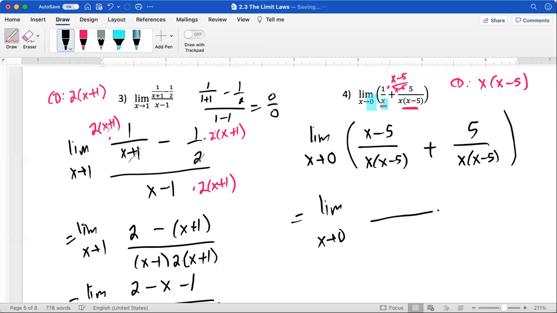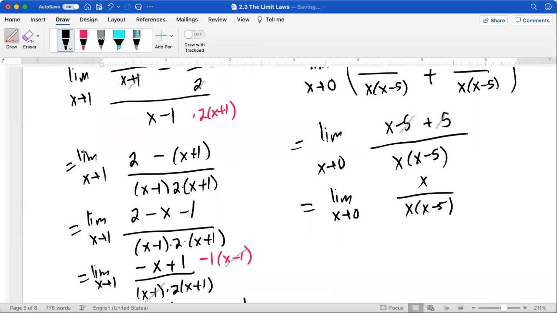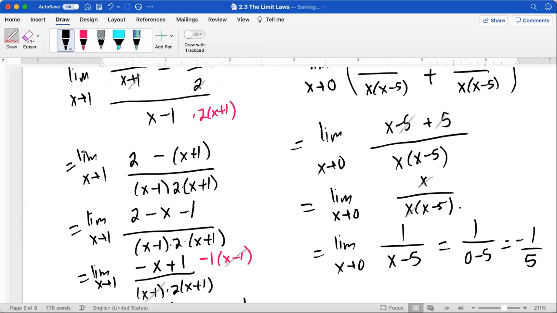Now that they have the same denominator, I can combine them into a single fraction. And so that's going to be x minus 5 plus 5, and then we do limit as x goes to 0. The 5s are going to cancel because there's minus 5 plus 5. So I have x over x times x minus 5. Now I have x in the numerator and x in the denominator, so I'm going to cancel that. So limit as x goes to 0 of 1 over x minus 5. Now that I've simplified, I'm going to try to plug in 0 again. So I get negative 1/5 as my limit.